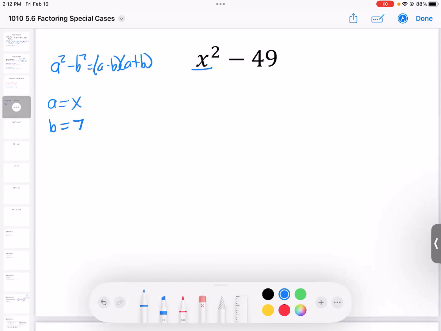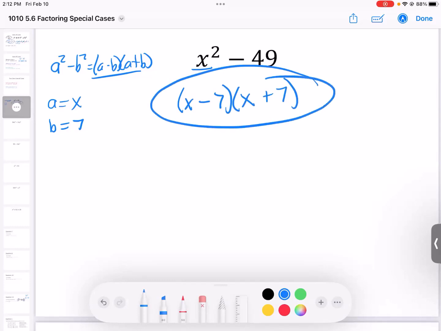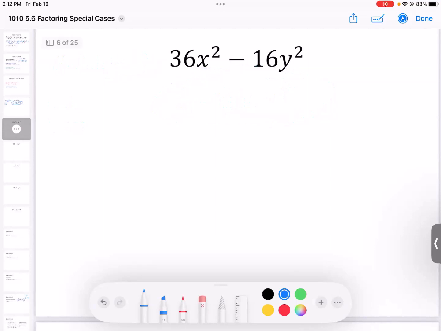So to factor this out, I just use my formula and say that this factors out to x minus 7 times x plus 7. And this is the factored version of x squared minus 49. And if you were to FOIL this out, you would get something very similar to what we got when we FOILed out a minus b times a plus b, because your negative 7x would cancel out the 7x. So that's how you do that one. What about on this one? How would we factor this one?